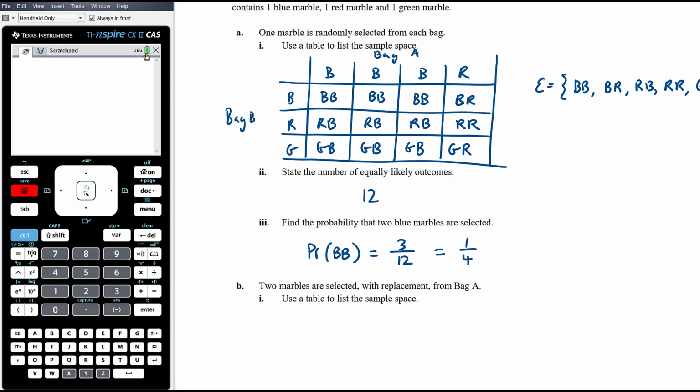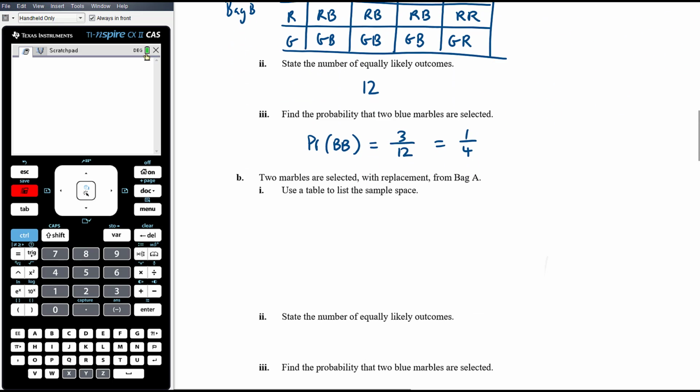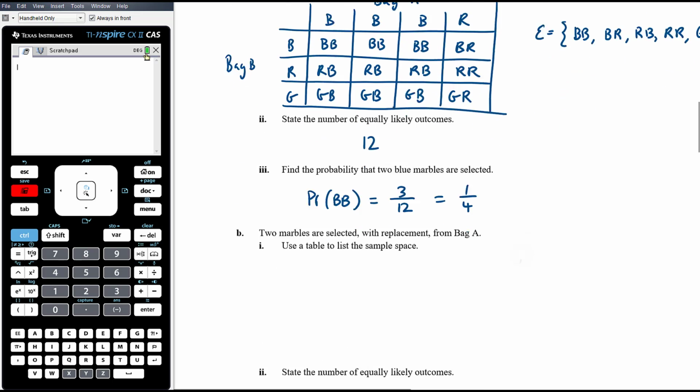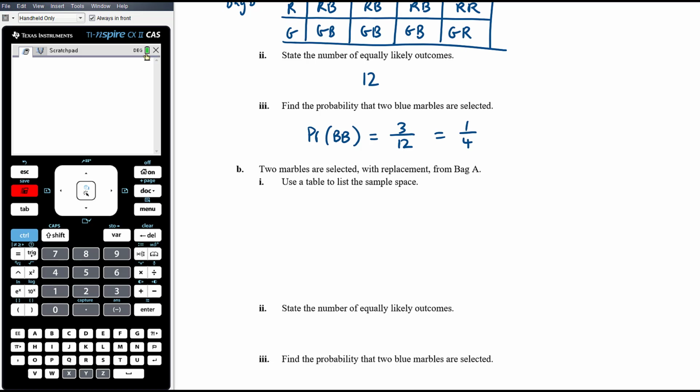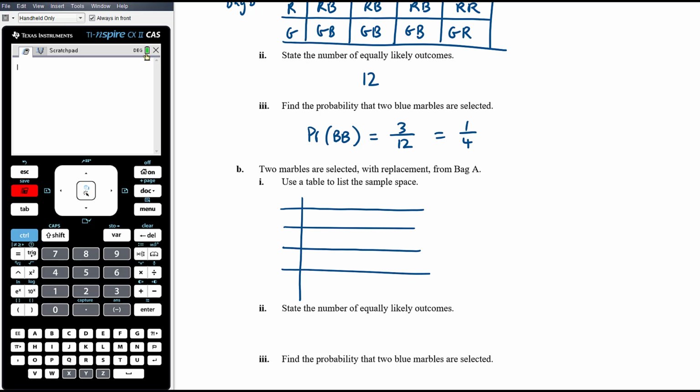2 marbles are selected with replacement from bag A. Use a table to list the sample space. Okay, so this time it's bag A and bag A. Okay, so, however, we need to think a bit about this, so I'm going to have to draw a bit small here. Okay, so bag A each contains blue, blue, blue, and red. Blue, blue, blue, and red.